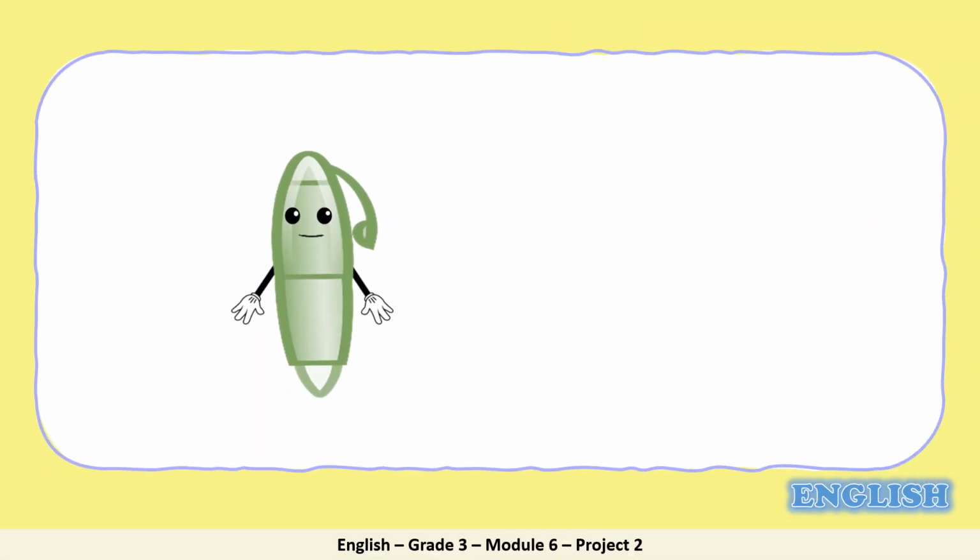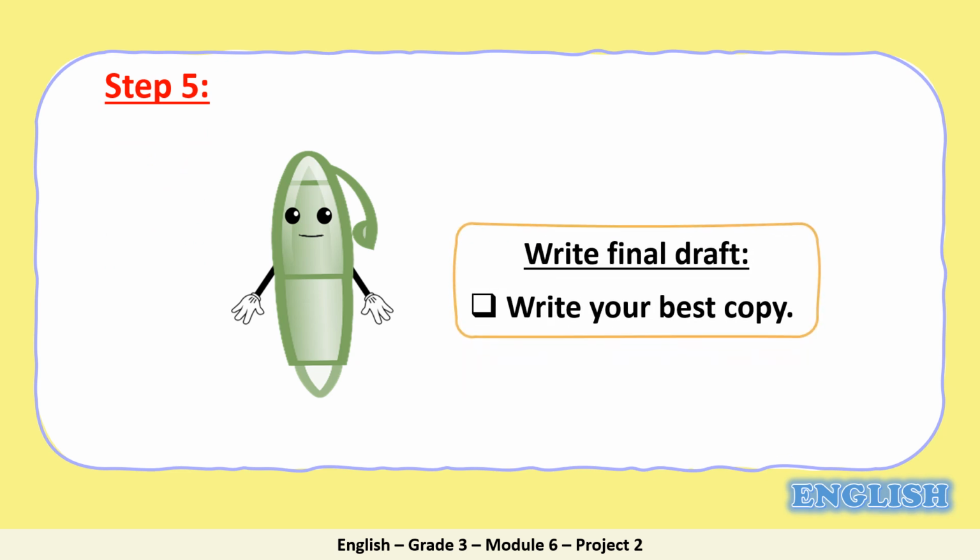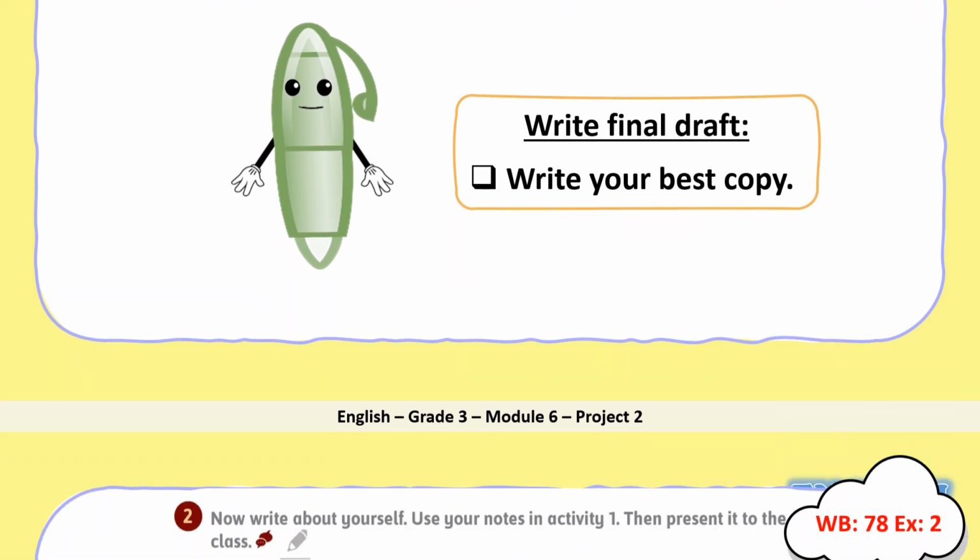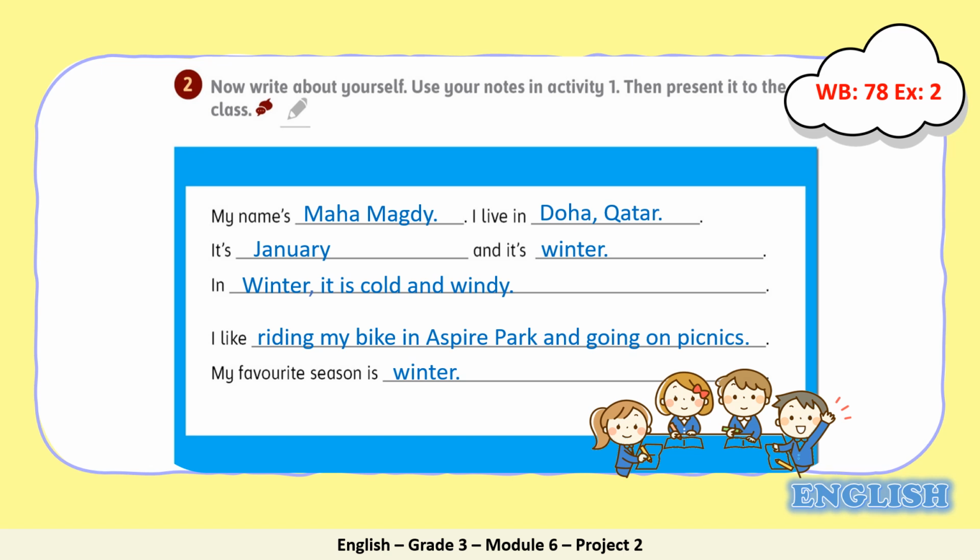Finally, we reach the last step. Write your final draft. Do your best to make your writing special. So, now I want you to open Workbook 78 if you haven't, and write your final paragraph there. Don't forget to use nice handwriting. Make your teacher proud. You can pause the video here to take a look at my final draft.